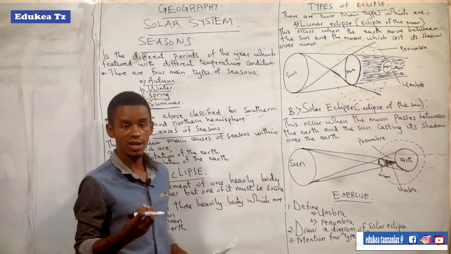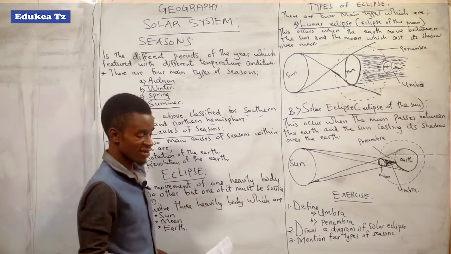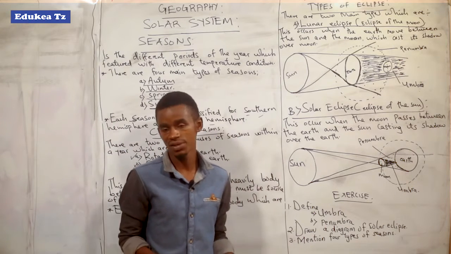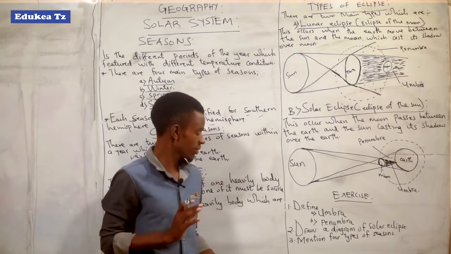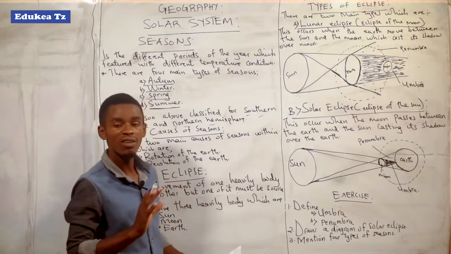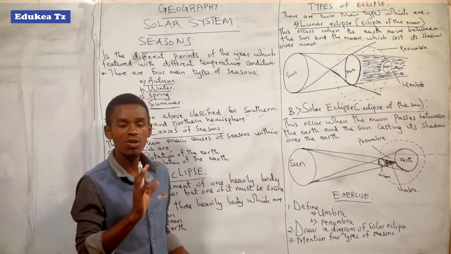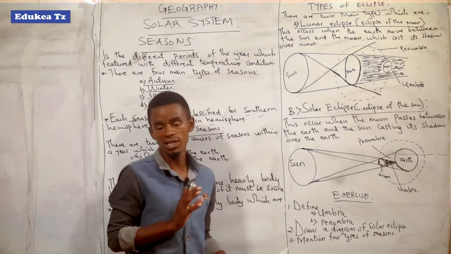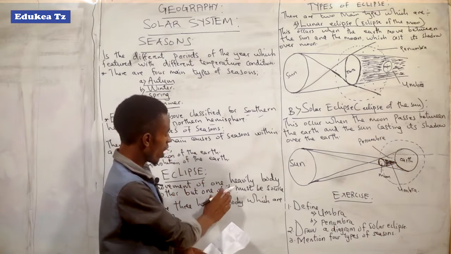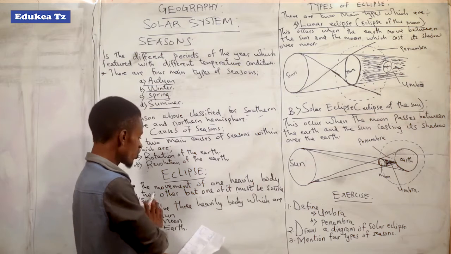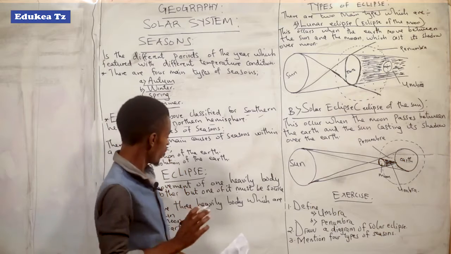Okay, let's come to another part, which is eclipse. When we talk about eclipse, let's understand the meaning of eclipse. A simple definition is the movement of one heavenly body between two other objects, one of which must be a source of light. So the movement of one heavenly body.